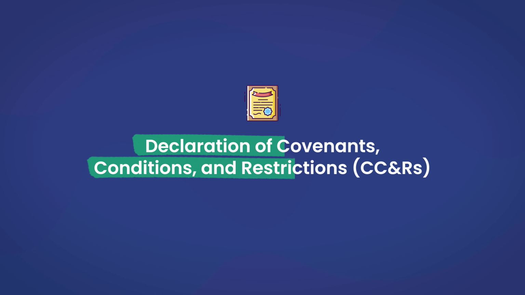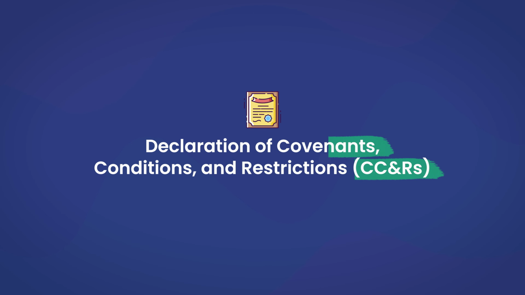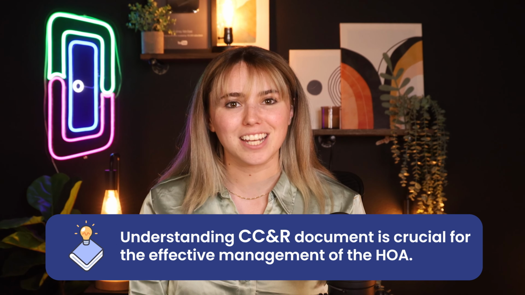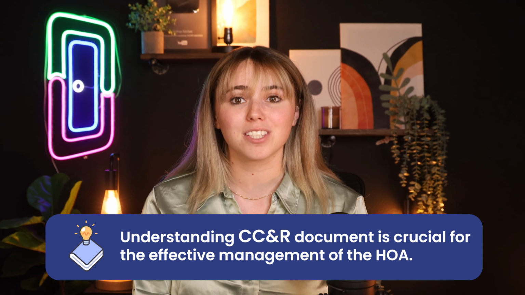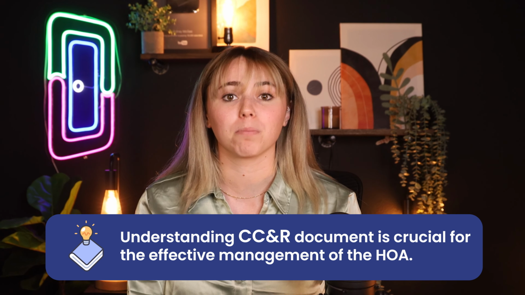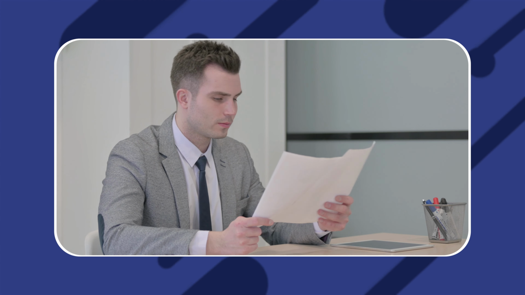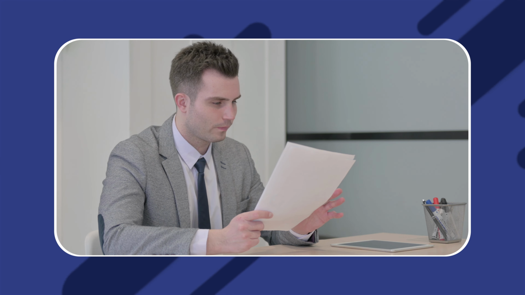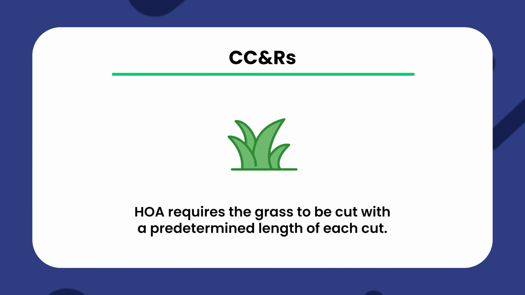Second is the Declaration of Covenants, Conditions, and Restrictions, CCRs. This document details all the rights of the homeowners as well as the role that each individual HOA member will play in the organization. Apart from outlining the rights of the homeowner, this document also states what rules they must abide by. For example, if an HOA requires that every home's grass be cut to a certain length, this is where the restrictions would be listed.